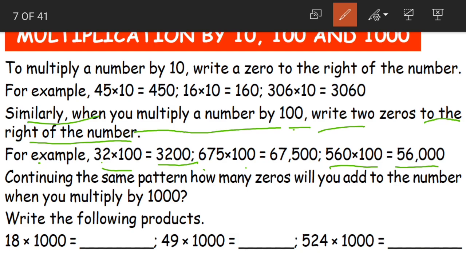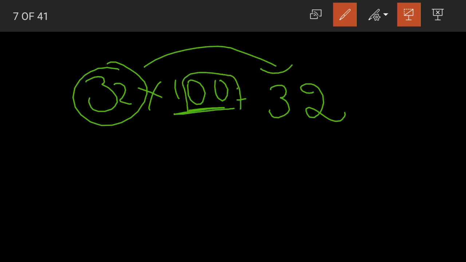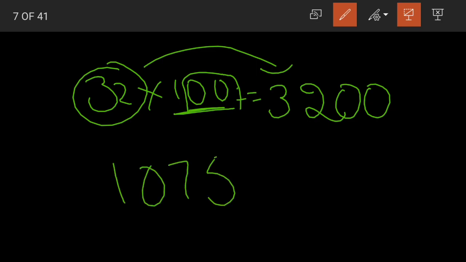Now what are we doing here? So if you observe, 2 zeros are added. 2 zeros are added to each number in the product. 32 into 100. See, 100 has 2 zeros. So first what will be there in the product? Write the number as it is, that is 32. And as 100 has 2 zeros, the product will also have 2 zeros. Let us say again a bigger number like this.